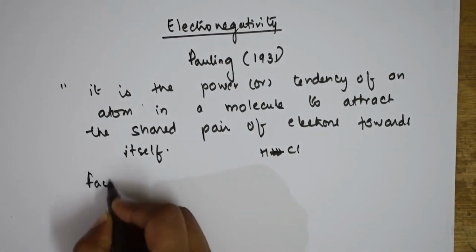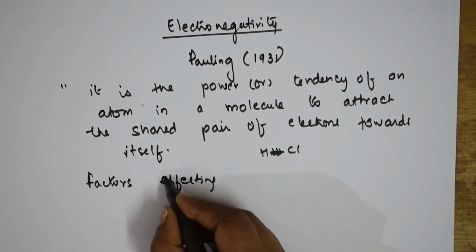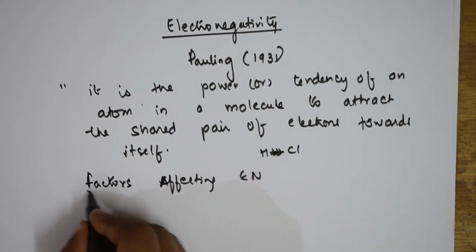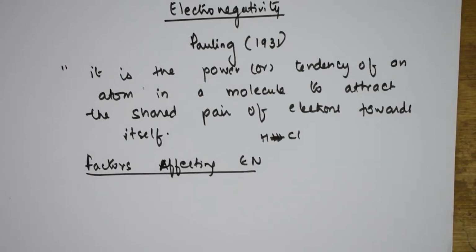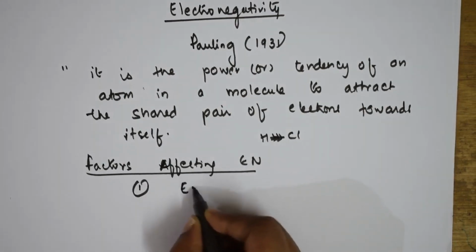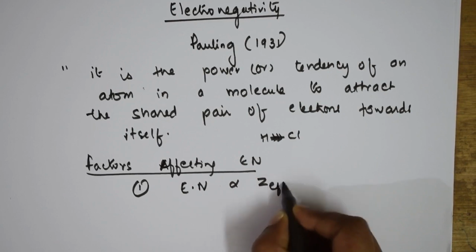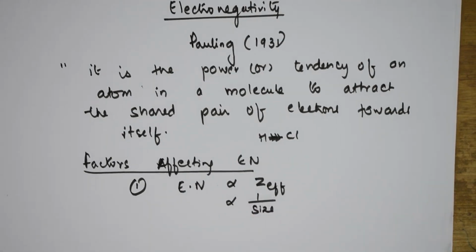First of all, when I have to speak about the factors affecting electronegativity, the first important factor, as I've shown you: a particular element has maximum electronegativity when the Z effective is strong. So once again, the first factor is that electronegativity is directly related to Z effective. It is inversely related to size. This is the first concept which you should remember.